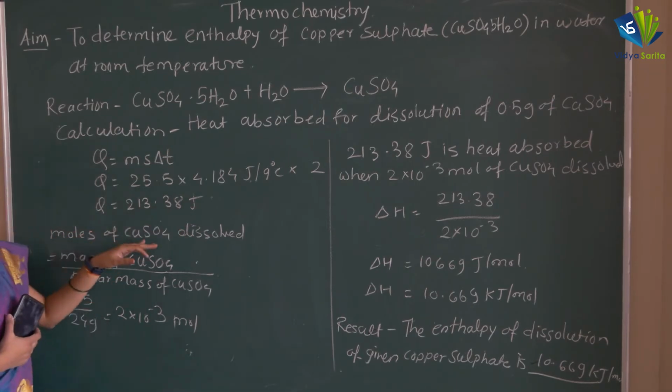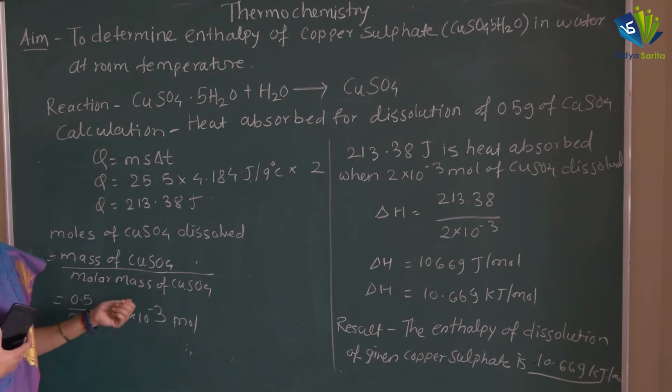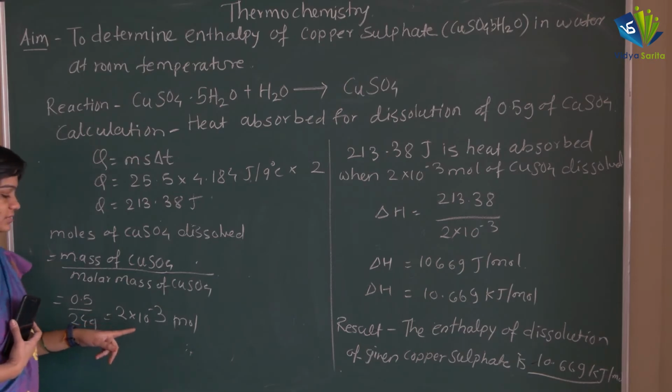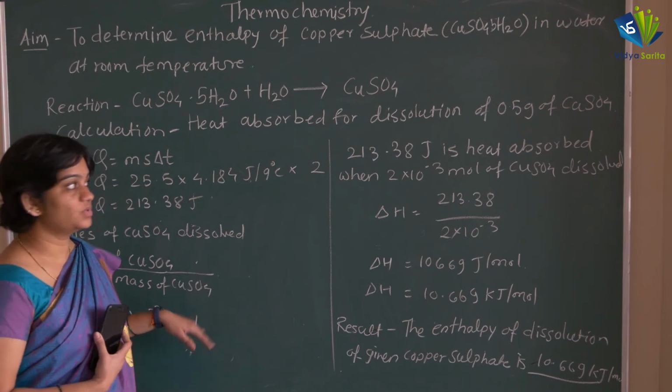Now the moles of copper sulfate dissolved is equal to mass of copper sulfate upon molar mass of copper sulfate. So 0.5 is the mass of copper sulfate for which we are calculating, and molar mass is 249, which equals 2 into 10 raised to power minus 3 moles. So this is the moles of copper sulfate dissolved.